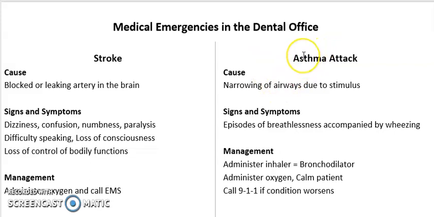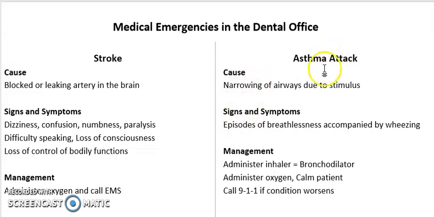So if the patient has asthma, we always ask, do they have the inhaler with them, because that can help relieve the asthma attack. If they have blood problems or heart problems, have they visited their physician recently, and are they cleared to do dental work? So we always ask these questions, make sure that our history is good, and make sure we have our precautions as much as we can.